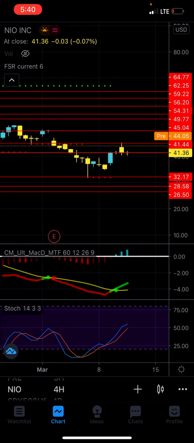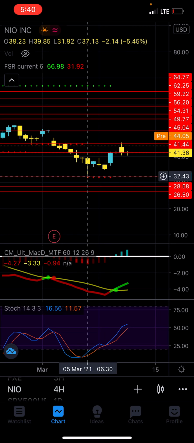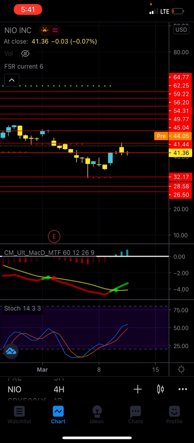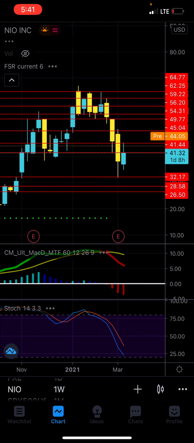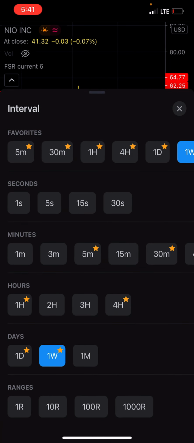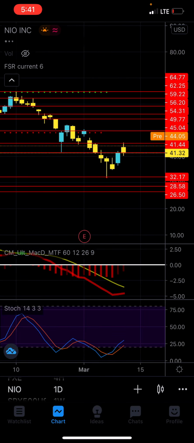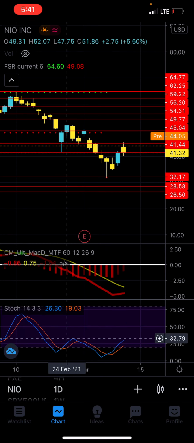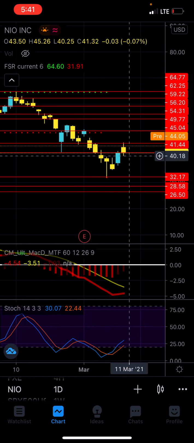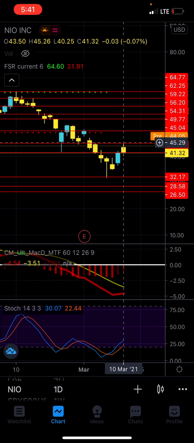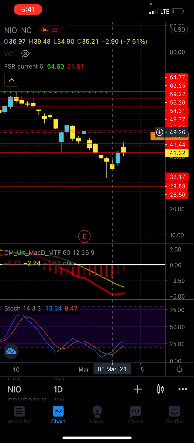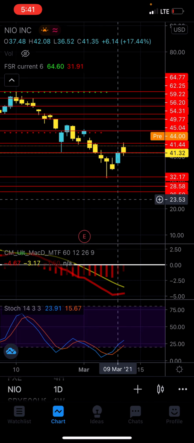So it does look like it created a floor down at 32.43. The weekly chart is still looking pretty bearish, but the daily chart is looking like it's going to be bouncing up, although I'm not 100% trusting it. We might actually just be creating tops right here. I think the next big zone, if it goes up, is going to be $49. And from there, it can possibly go back down.